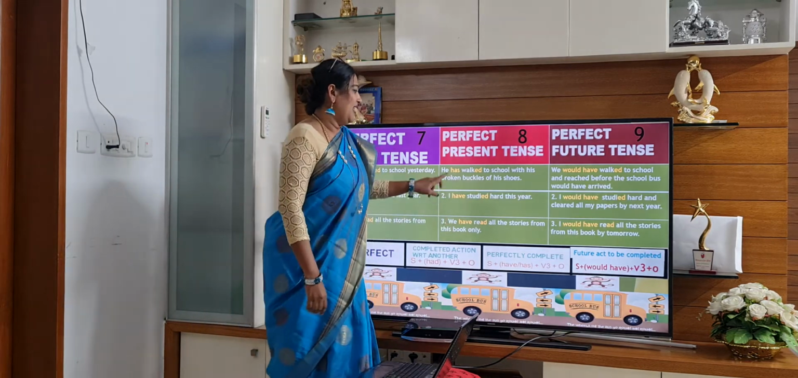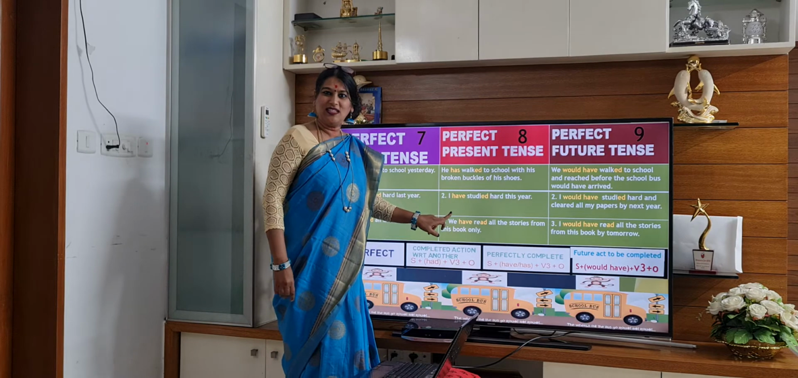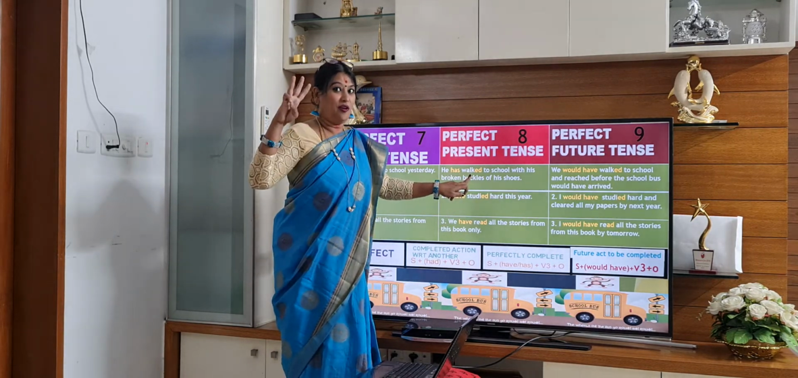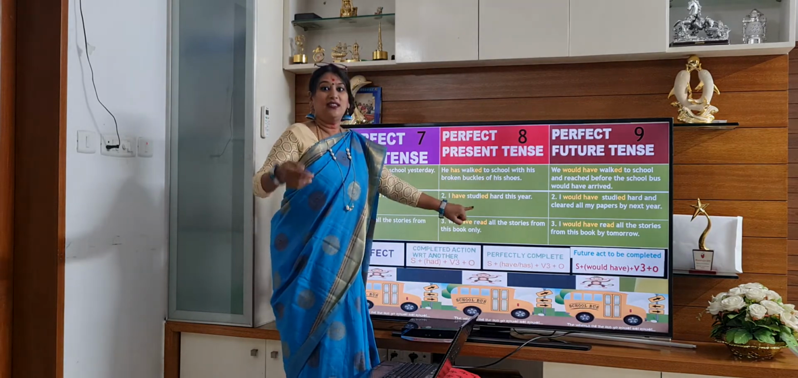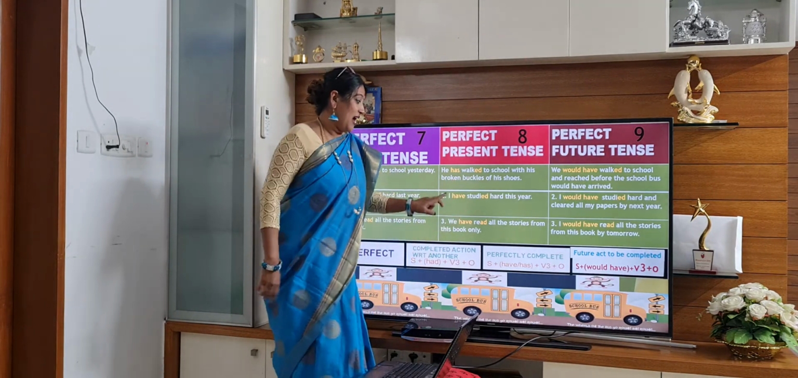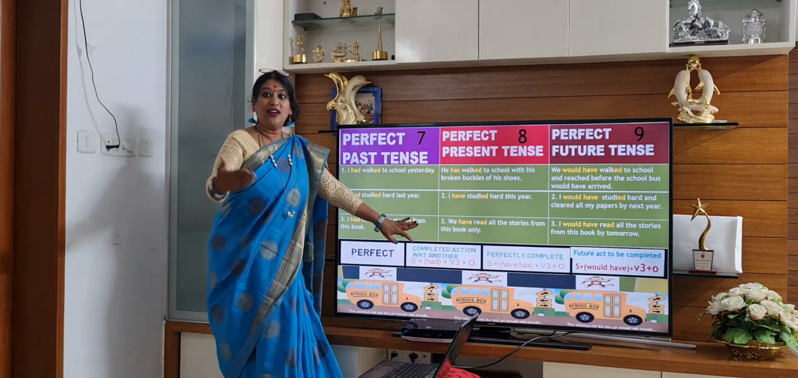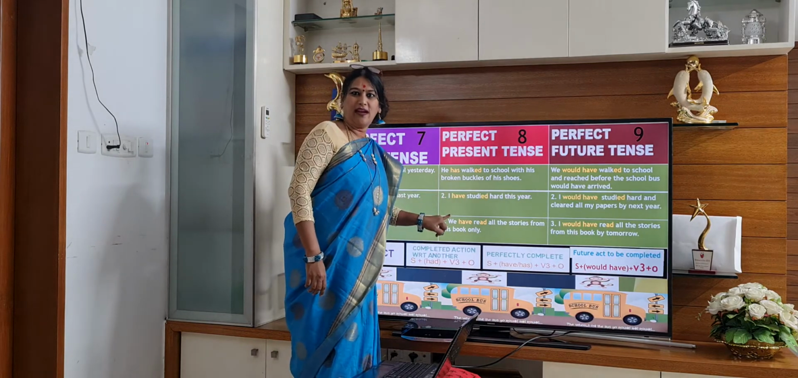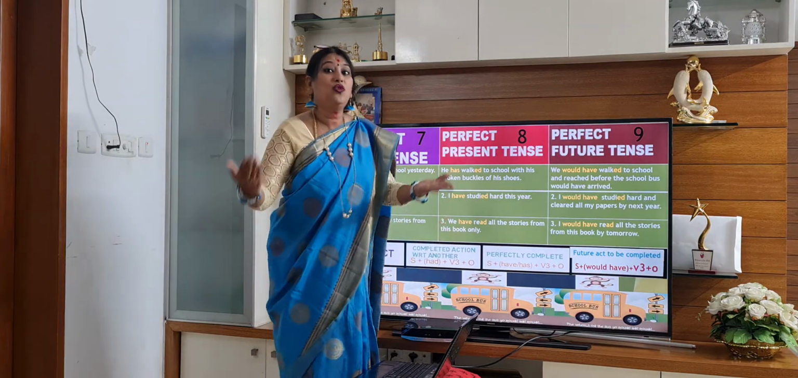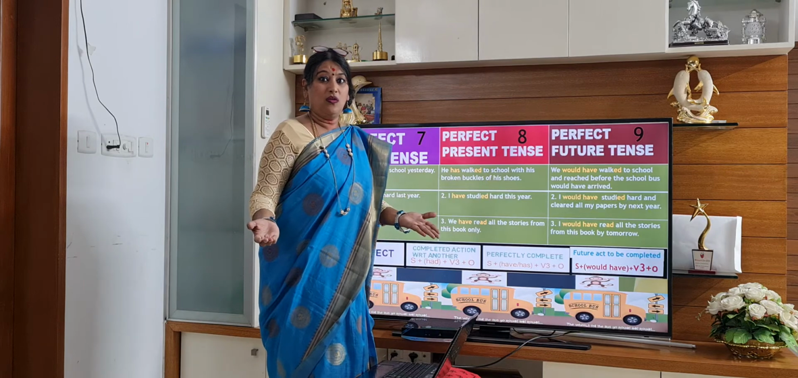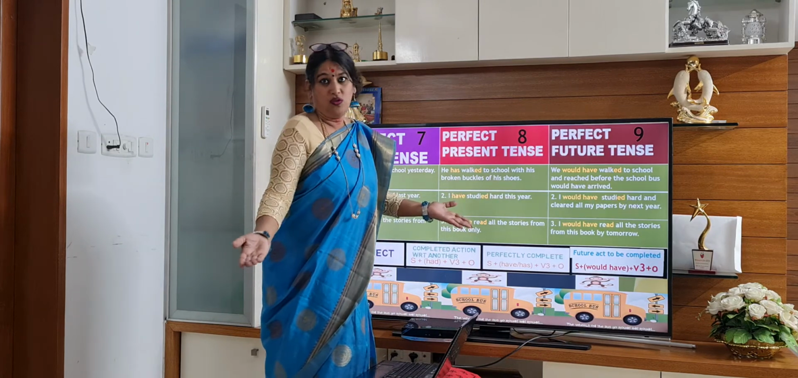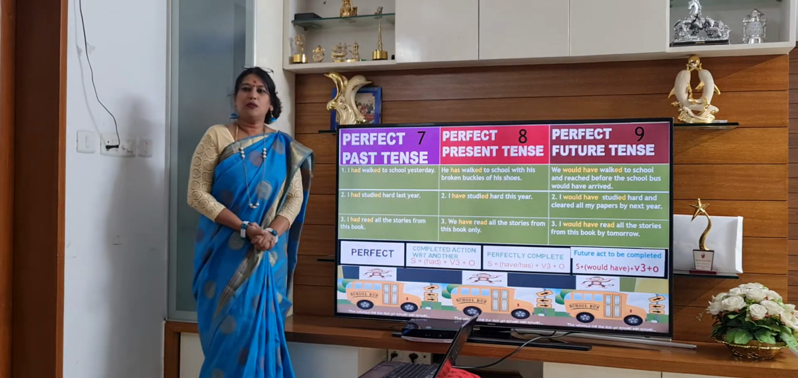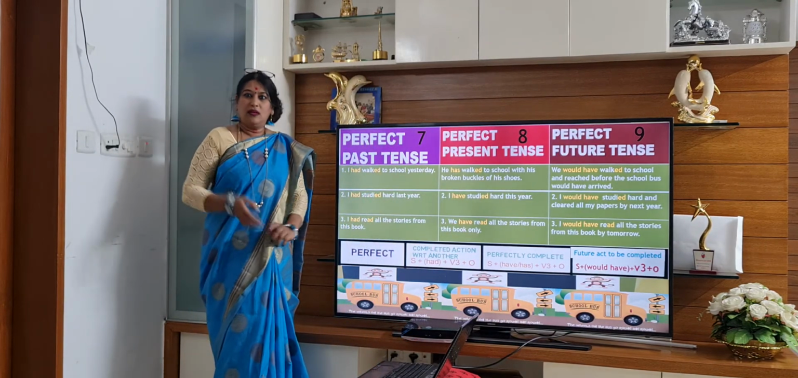Let's see the example. Has, have. Can you see? He has walked. Walked, third form. I have studied. Studied, third form. We have read. Read is the third form. You can use either has or have, and then frame the sentence according to your convenience. Whatever you feel like saying, speak your heart out and frame the sentence accordingly. Got it? So, what is the formula that you are supposed to remember? What is the body structure of the verb?